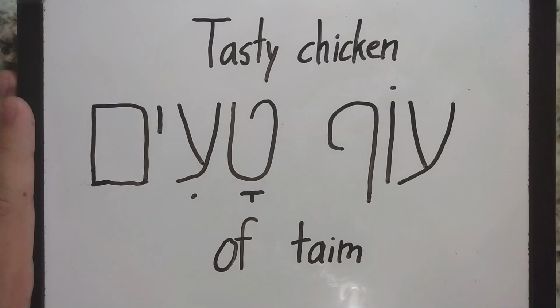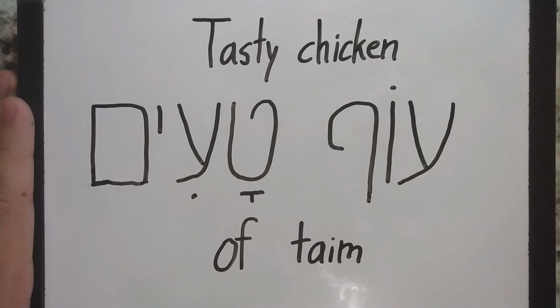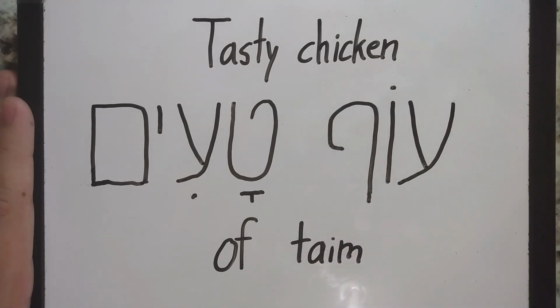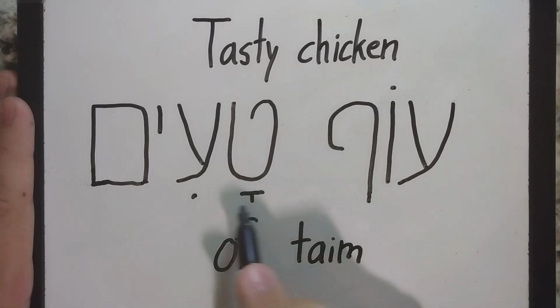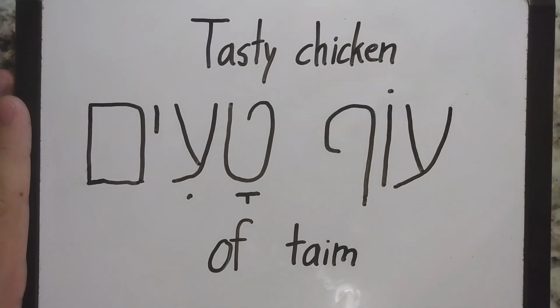Alright, so to say tasty chicken in Hebrew, first we say the noun, chicken, which is of, and then we say the adjective for tasty. This adjective must agree with the masculine singular noun of, and ta'im is already in its masculine singular form, so we don't have to change it at all. It's just ta'im. Of ta'im. Tasty chicken. Of ta'im. And that's all for today.